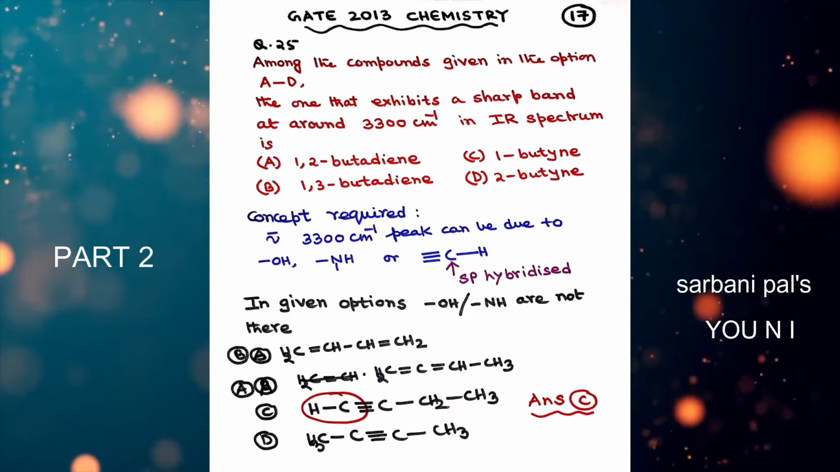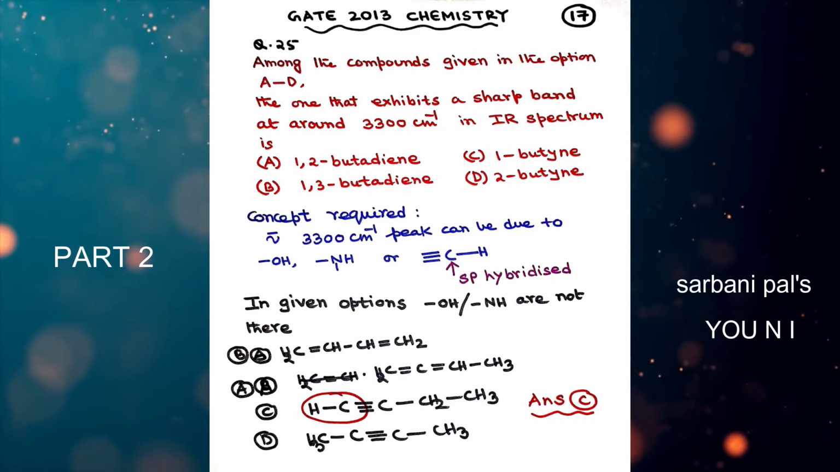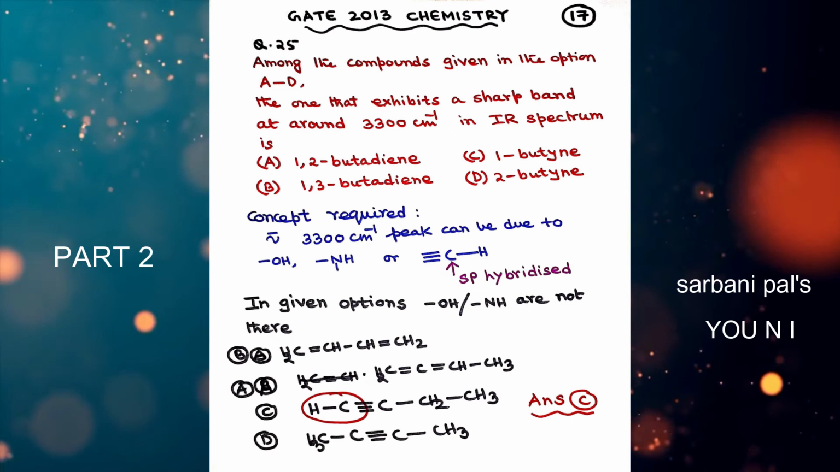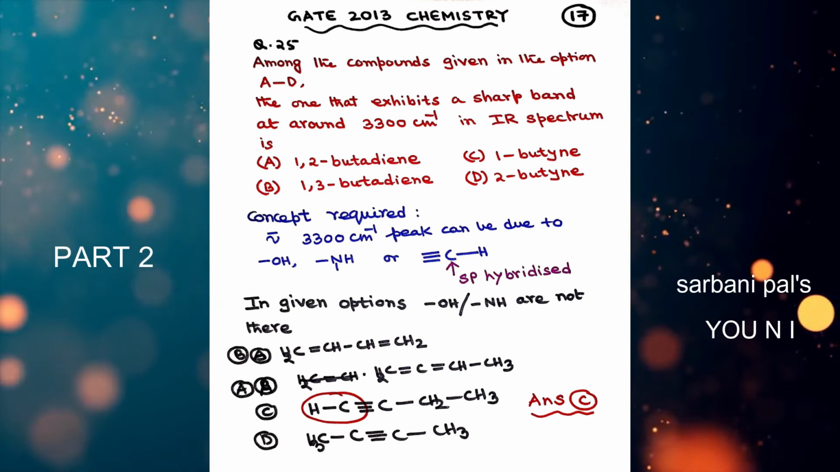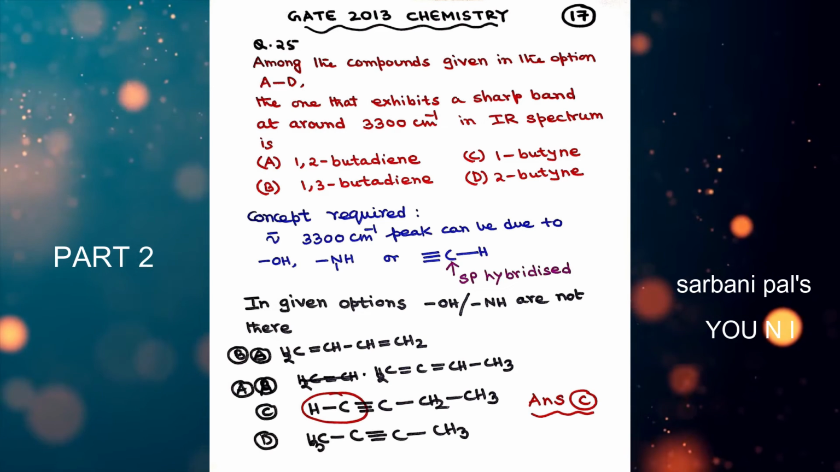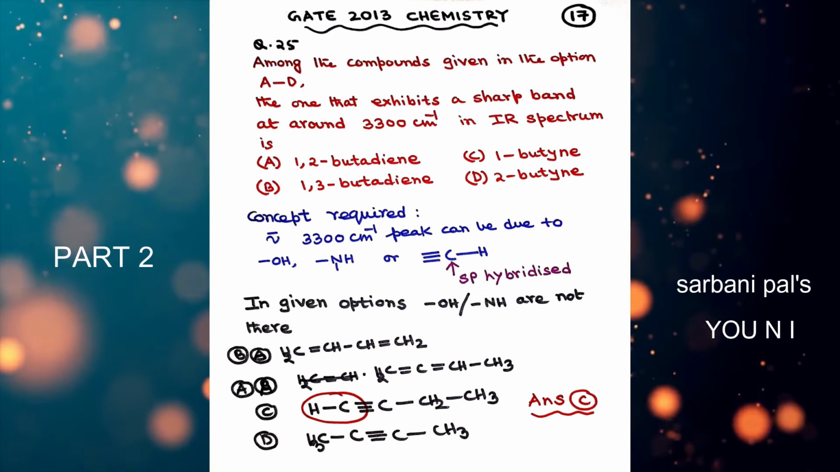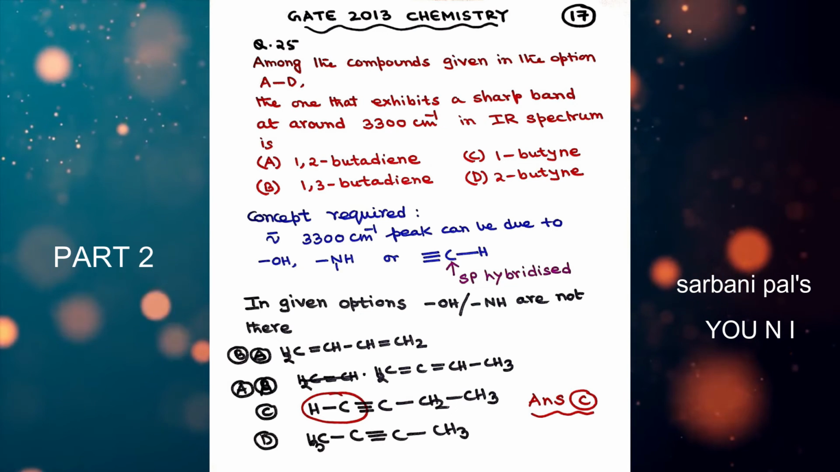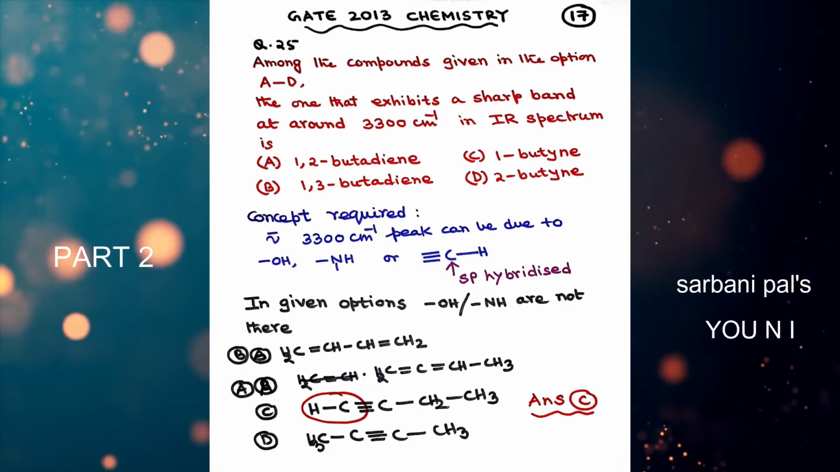Now let us move to the GATE 2013 chemistry question paper, question number 25. Among the compounds given in options A to D, the one that exhibits a sharp band at around 3300 centimeter inverse in the IR spectrum is: A 1,2-butadiene, B 1,3-butadiene, C 1-butyne, and D 2-butyne.